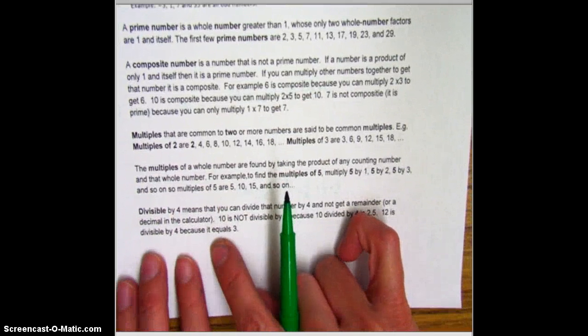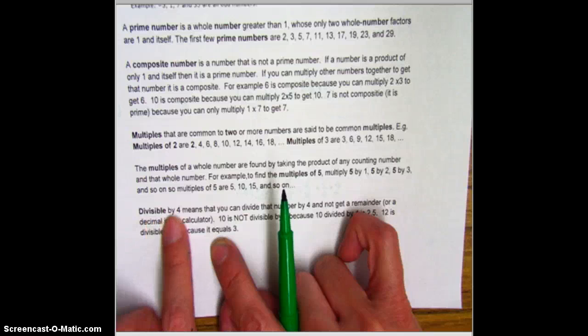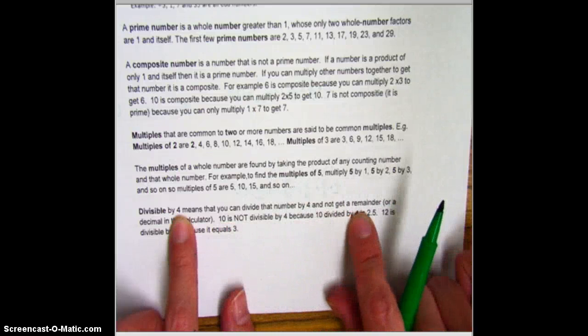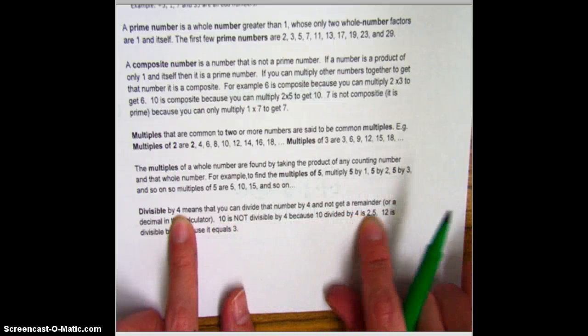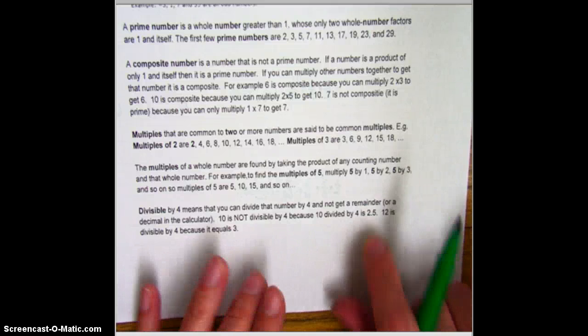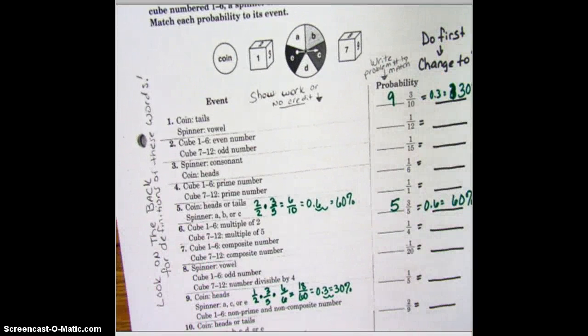And then divisible by 4. Divisible means that if you divide it by that number, it doesn't give you a decimal. So 10 is not divisible by 4, because 10 divided by 4 is 2.5. But 12 is divisible by 4, because 12 divided by 4 equals 3. So hopefully these definitions help you some so that you can be able to answer these problems.